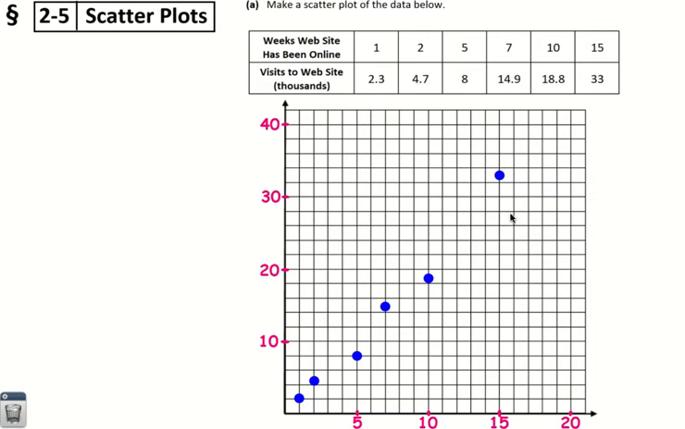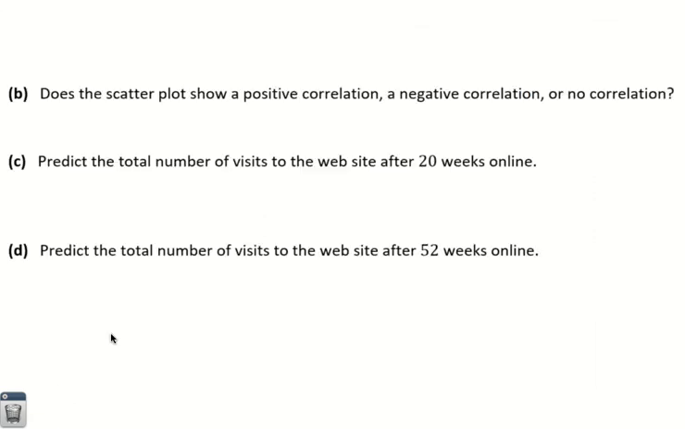But again, this is what a scatter plot is, and what we're going to be more concerned about is answering questions based on the scatter plot, not so much making the scatter plot. That's not our concern. We're going to be answering questions based on the scatter plot like this. So question B, does the scatter plot show a positive correlation, a negative correlation, or no correlation at all?